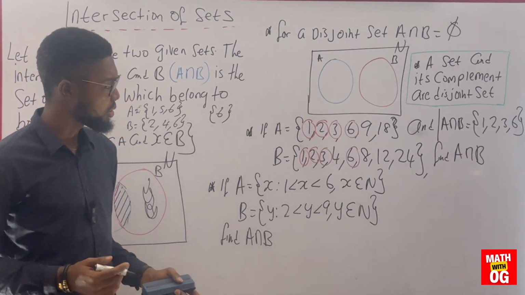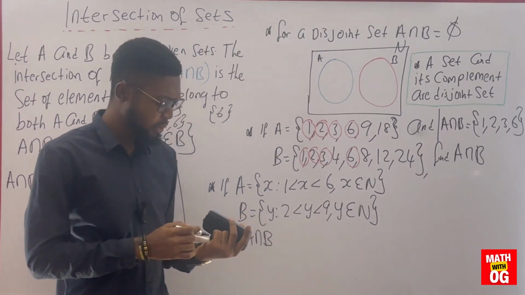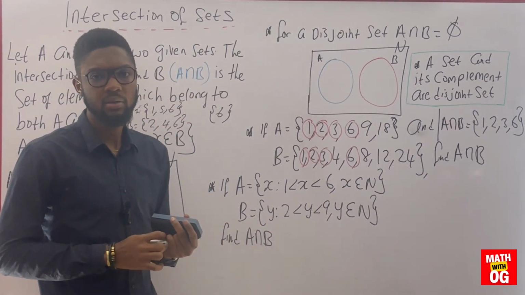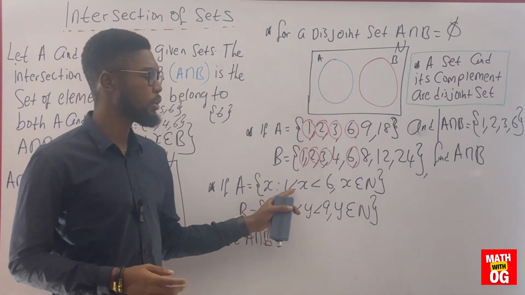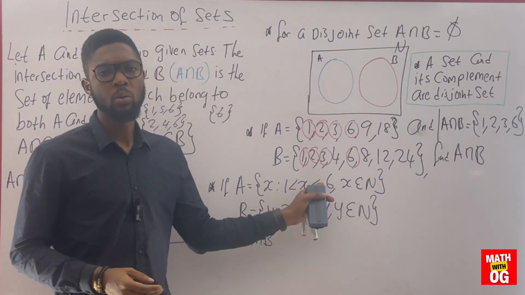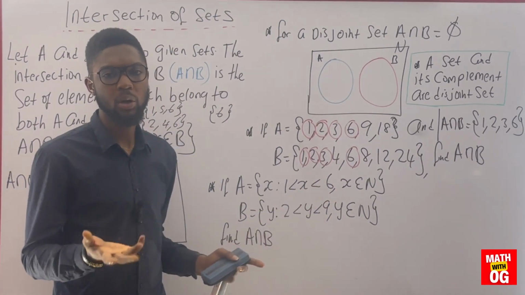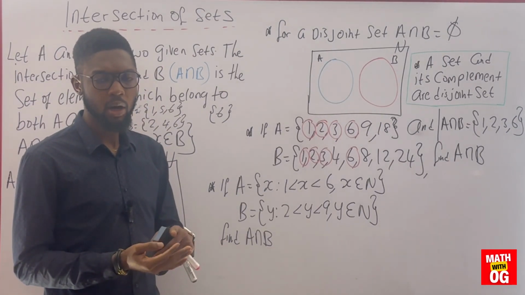Now that information is not enough. They are now telling us that x is a member of natural numbers, and natural numbers are positive whole numbers. So we are not going to be looking at 1.2, 1.3, 5.2, 5.4 down to 6. We'll just be looking at the natural numbers between 1 and 6, and that is simply 2, 3, 4, and 5.